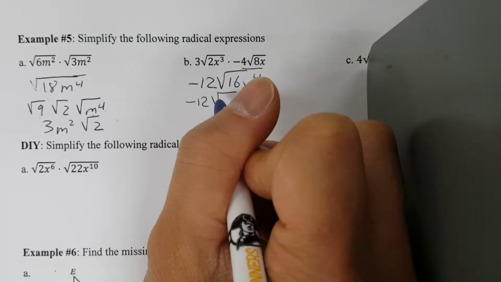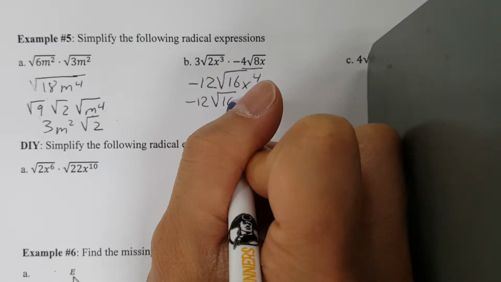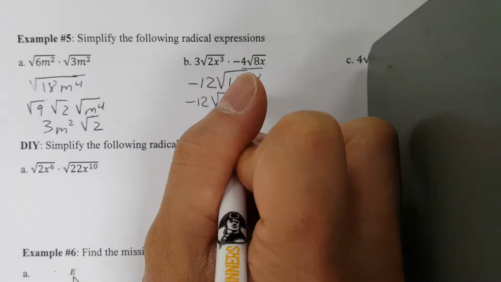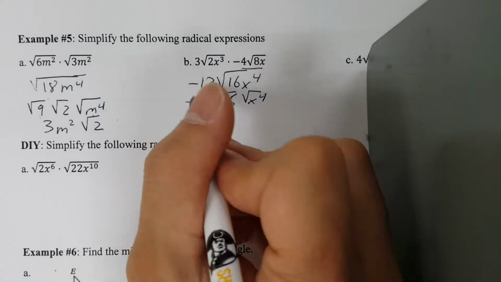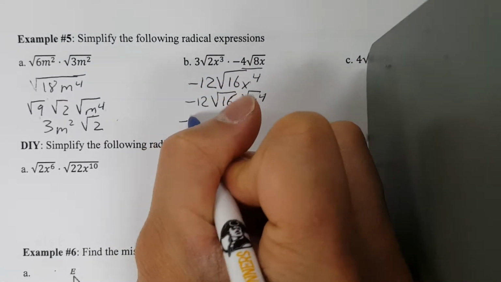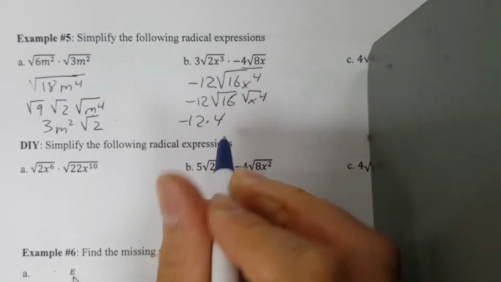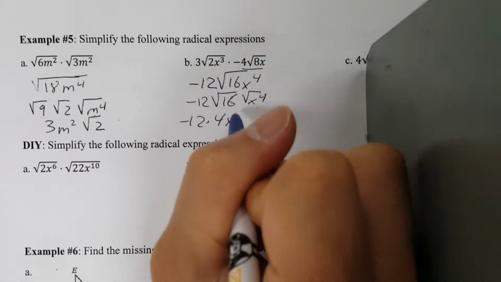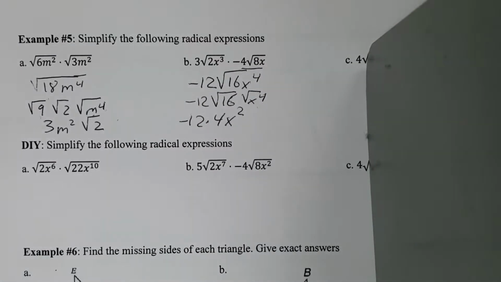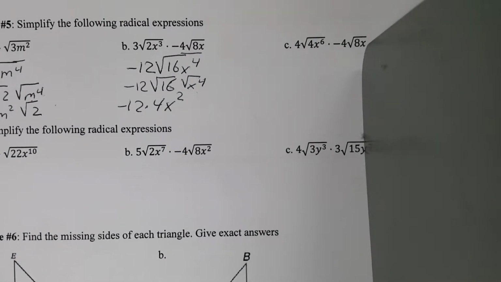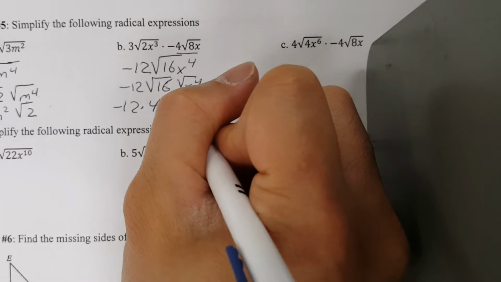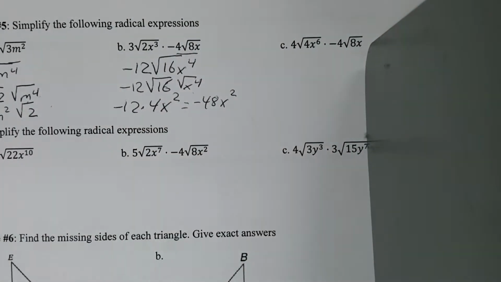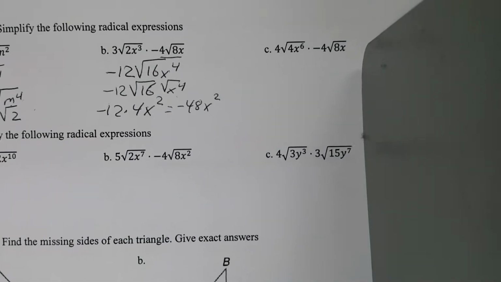16 is a perfect square, so that's actually really good for us. We could just leave it there, and we could leave x to the 4th as is. Now, the square root of 16 is 4, and the square root of x to the 4th is x squared. Okay? So this is negative 48 x squared.